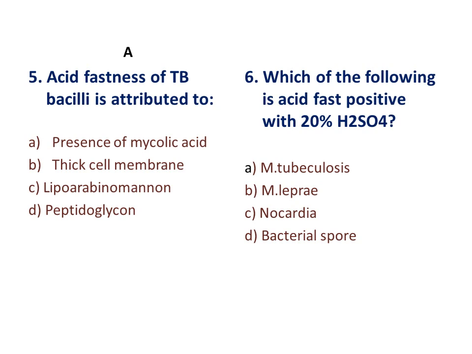And which of the following is acid fast positive with 20% H2SO4? That means while you are doing acid fast staining with the following organisms, which resists decolorization by 20% sulfuric acid? Option A is Mycobacterium tuberculosis, B is Mycobacterium leprae, C is Nocardia, and D is bacterial spore. Here the right answer is Mycobacterium tuberculosis, but why not the other three? Mycobacterium leprae is acid fast positive with 5% H2SO4, Nocardia is positive for acid fast staining at 1 to 2% H2SO4, and bacterial spores also resist around 1 to 2% H2SO4. So the highest acid fast resistance is shown by Mycobacterium tuberculosis, with 20% H2SO4. The right option for this question is A, Mycobacterium tuberculosis.